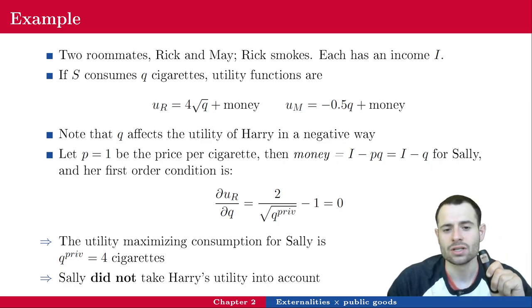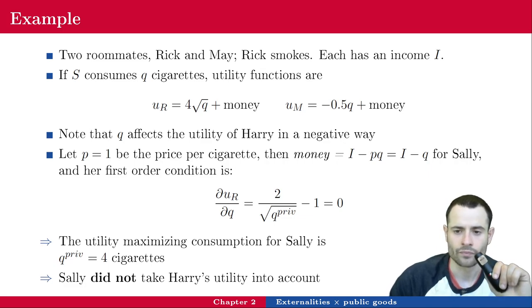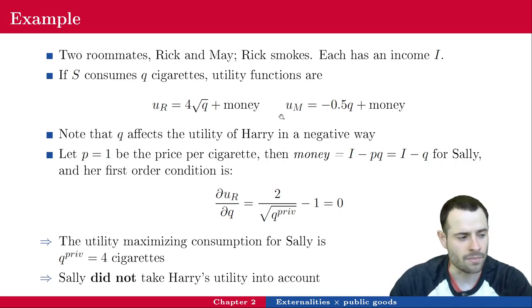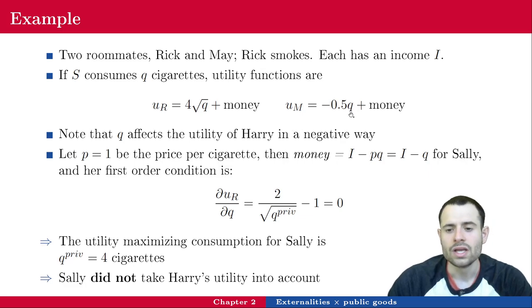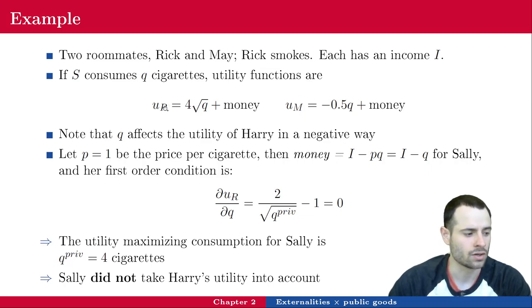It is not efficient because he did not take into account the negative impact of his own consumption on May. So, note that in the utility of May, Q is not the amount of cigarettes she smokes, it is the amount of cigarettes that Rick is going to smoke. May does not smoke, but she suffers from passive smoking if Rick smokes.